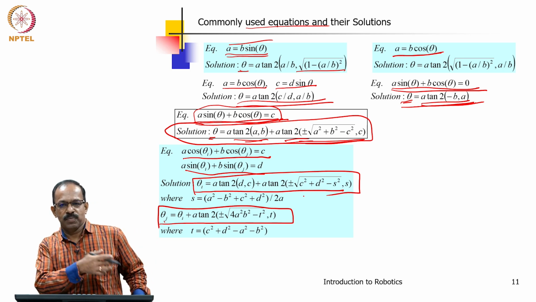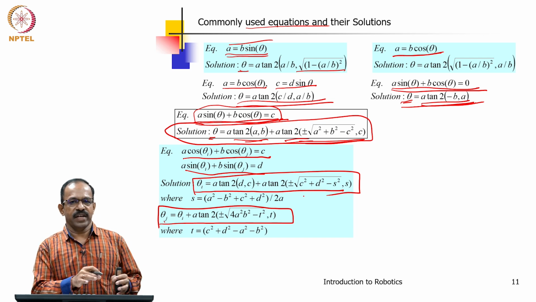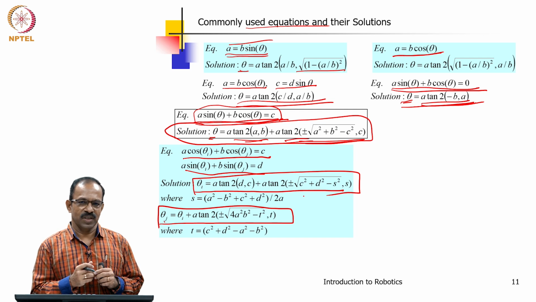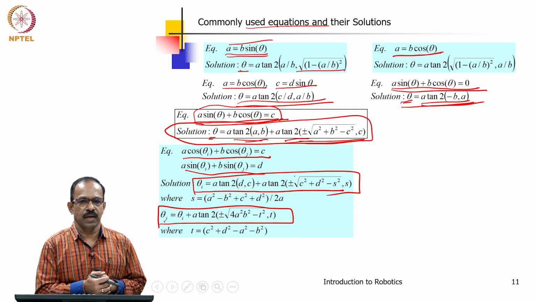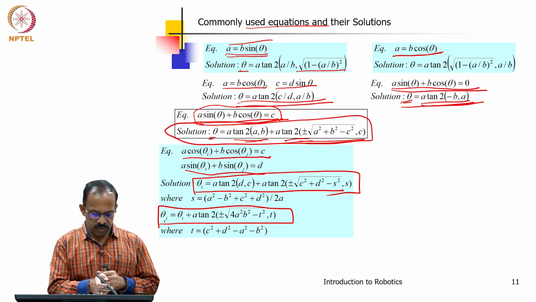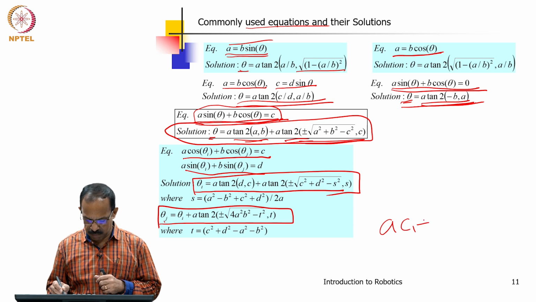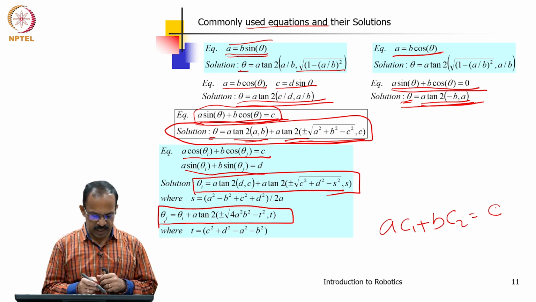Again, the solutions come from using the substitution and then solving it. Since it is a standard equation, there is a standard solution. So, we do not need to really solve it, we can just substitute this and then get the answer. This kind of thing will normally come like a cos theta 1 plus b cos theta 2 is equal to c, something like that. That is the format here.